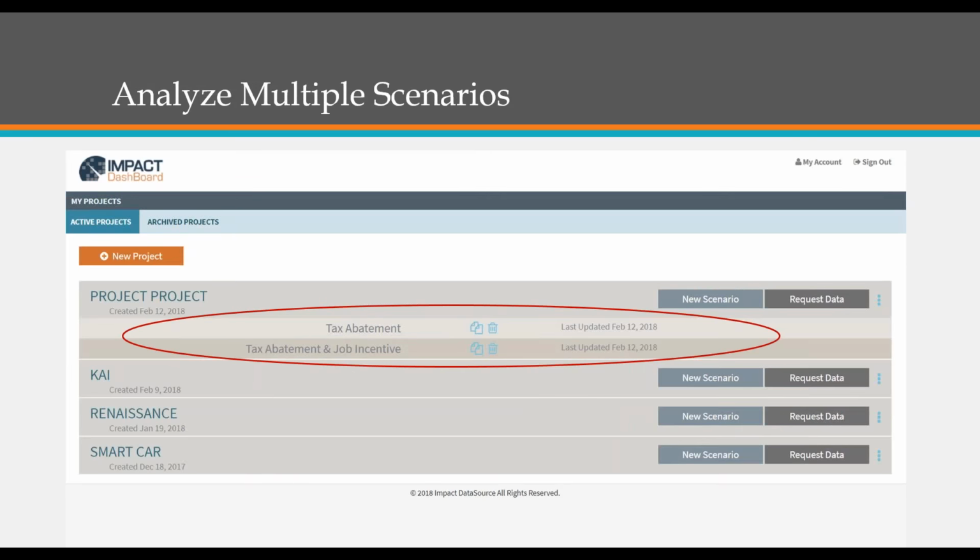And then this is just a screenshot that shows you the different scenarios that I set up. So if I wanted to have a scenario where we're only offering tax abatement, and then I did another scenario where we're offering tax abatement and also a job cash incentive as well. So you can set up as many of those as you need to, and it's a quick little drop down so you know which ones you're working with.